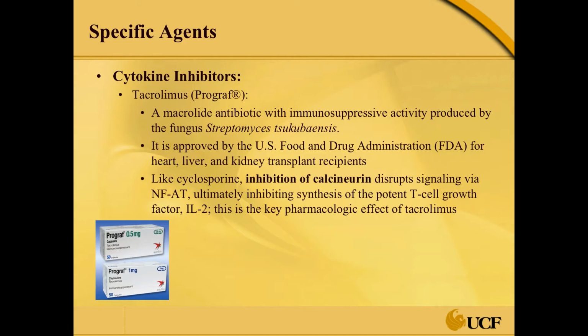Okay, so another cytokine inhibitor is tacrolimus or Prograf, and it's really interesting how they found this agent. It was found because it was a product in a fungus from Japan, this Streptomyces tsukubaensis. Hopefully I said that right. I don't know how you say it. But anyway, it's a fungus that grows in Japan. So how crazy is it that this macrolide antibiotic with immunosuppressive action was found from this certain fungus?